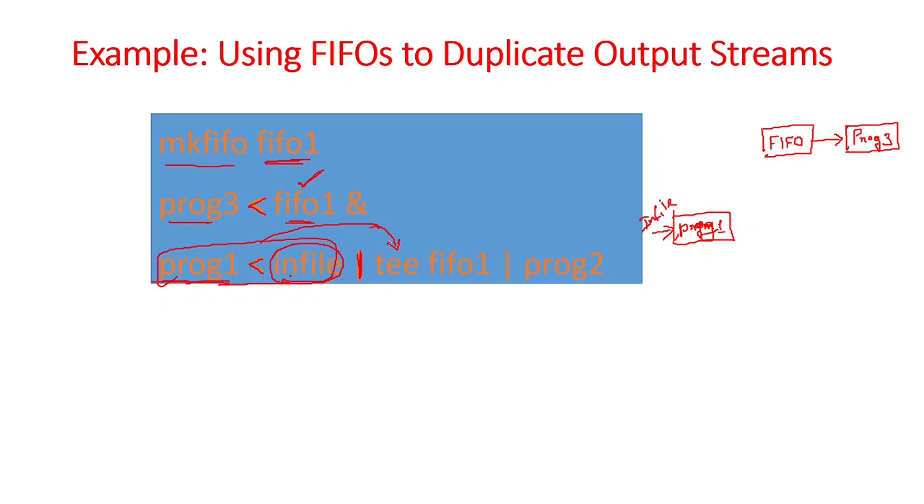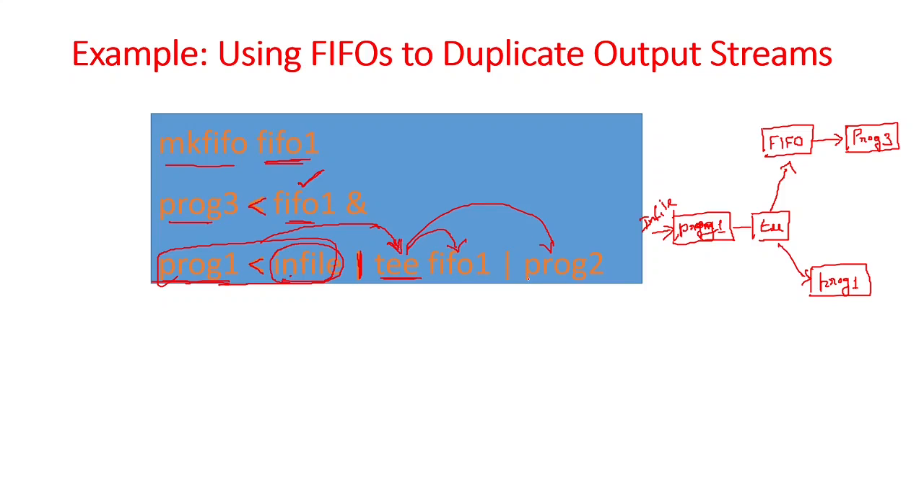We know how the T works. T will give one copy to FIFO and another copy to program 2. So its output is given to the T program, and T will give one copy to the FIFO and another copy to prog 2. This is how this can be pictorially represented.